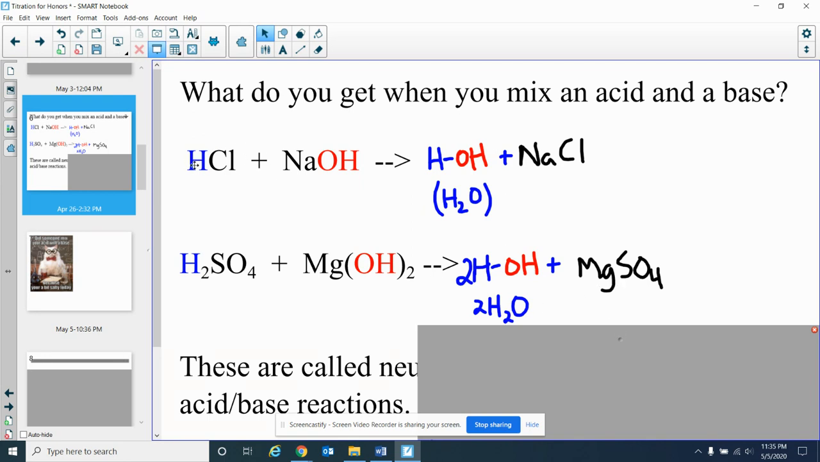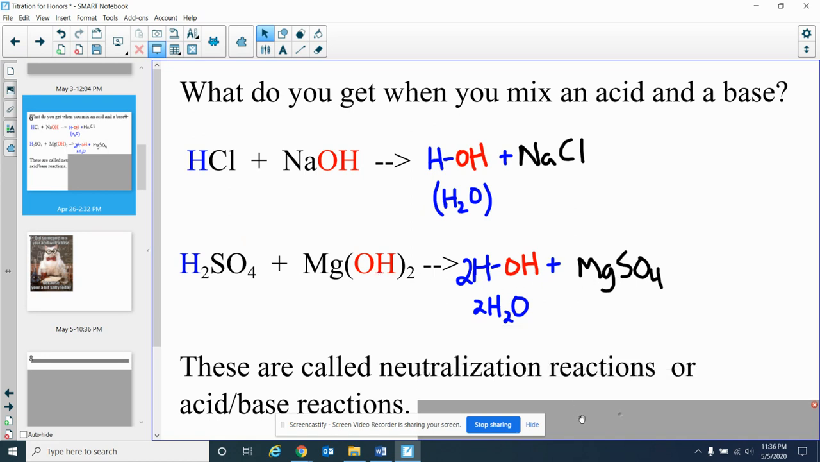So when you mix a strong acid with a strong base, you always get water and a salt. That's just the generic term for an ionic compound. Okay, so the H combines with the OH from the base, and you get water and a salt. So these are called neutralization reactions or acid-base reactions.